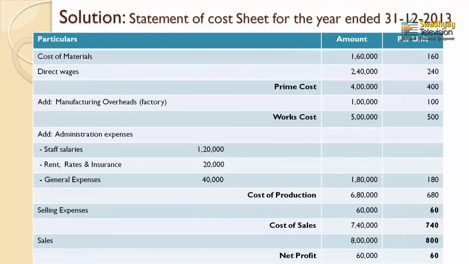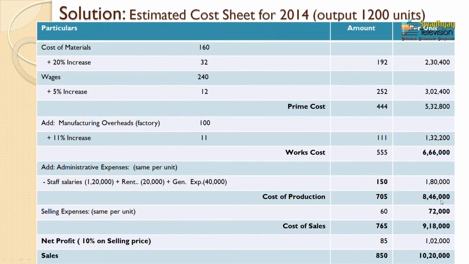Now, see how it would actually be reflected on the cost sheet. Selling expenses per unit last time was 60 rupees. See here, selling expenses in the year 2013 per unit is 60 rupees. Now if it is unchanged, that means the same amount of selling expenses per unit will be reflected in the year 2014 also. So we have to write here the 60 rupees selling expenses per unit in the estimated cost sheet.